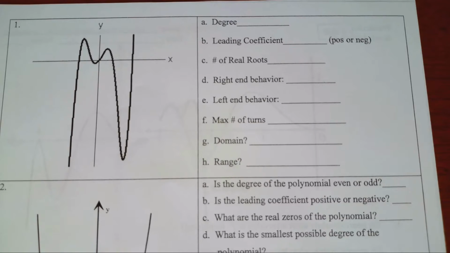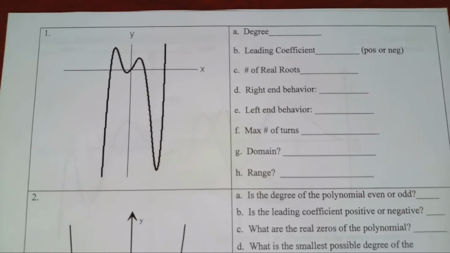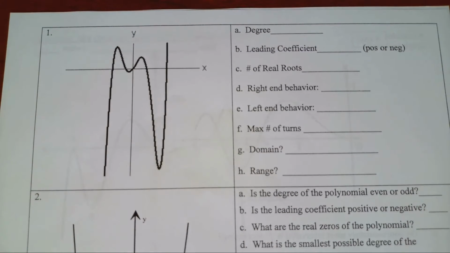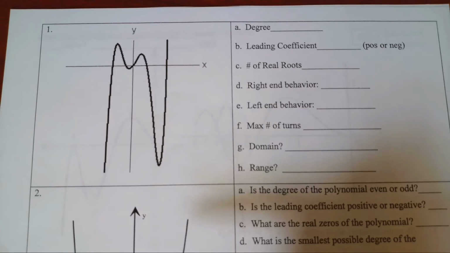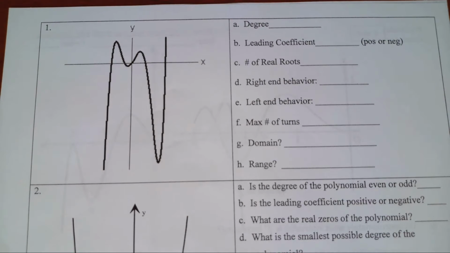All right, so we're going to go back over some different graph characteristics that give us information on the polynomials. So if we're looking at this one, and it asks you for degree. Based on what we're seeing, what could be the lowest possible degree for this polynomial based on the information that's here?